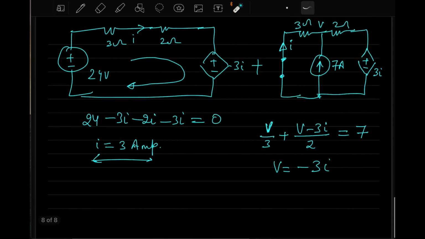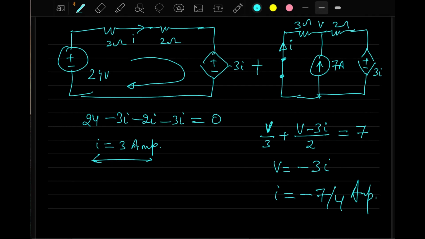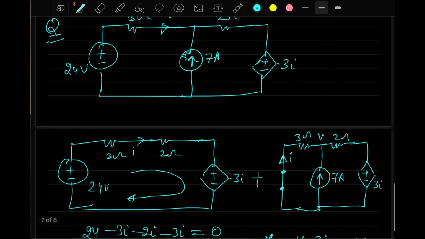So here, if you solve this, your current value will come out to be minus 7/4 amperes. And so this is basically I1, this is basically I2. So the total net current I which we want you to calculate will be 3 minus 7/4, which is 5/4 amperes. Any questions here? Sir, can you replace this CCVS?